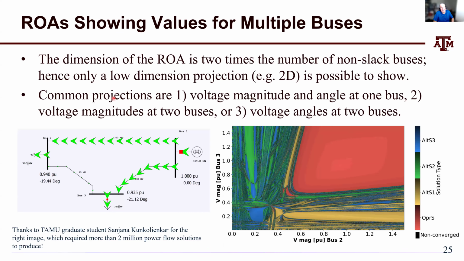We wanted to look at other projections, rather than just voltage magnitude and angle at a single bus. So we took a 3-bus case and varied the voltage magnitude at bus 2 and the voltage magnitude at bus 3. In order to get the resolution higher on this image, we ran quite a few power flows. We actually ran more than 2 million power flows to produce this image. Again, it's a projection of the ROA for just a 3-bus system, but now we are getting 4 solutions.